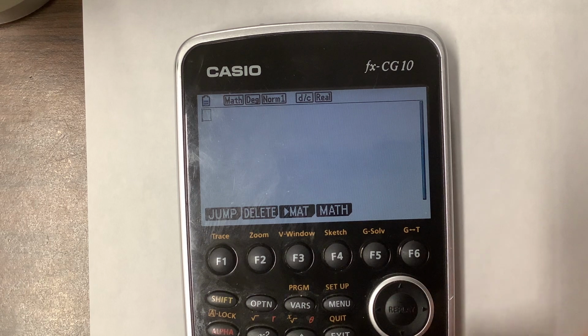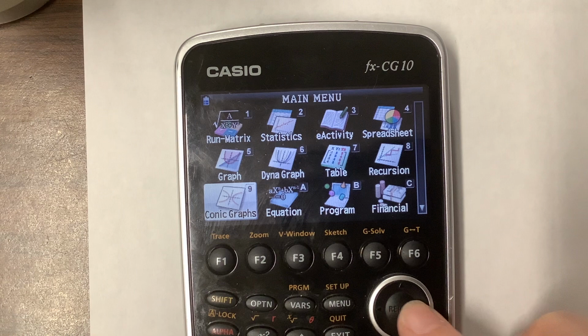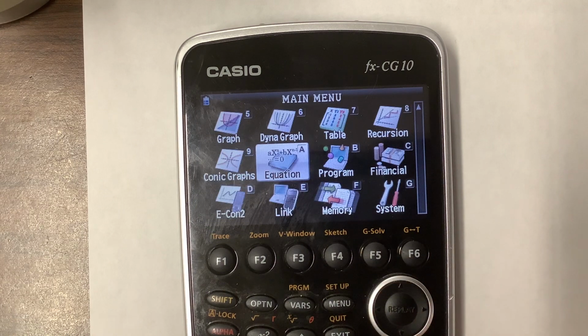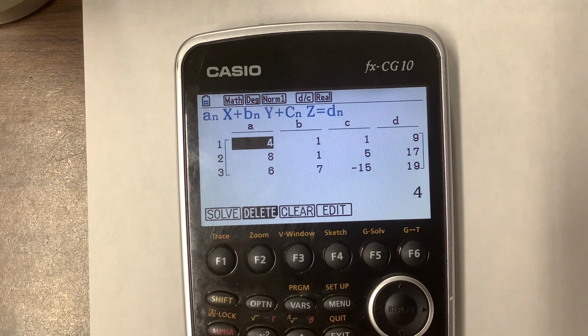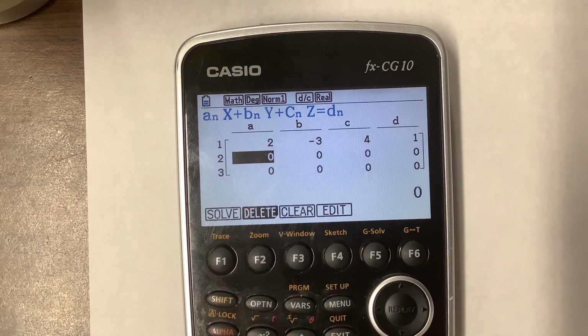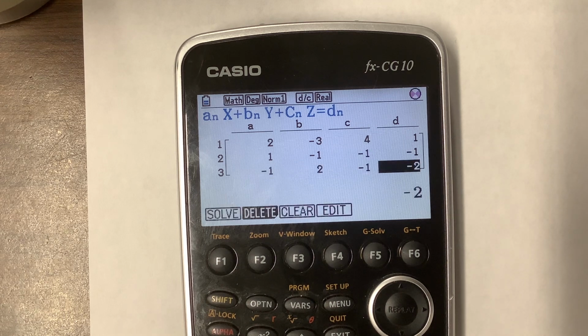Okay, so let's see. First of all, we can always go menu. We can come down to equation. And we can do simultaneous, and we have 3 unknowns. Let's hit clear. Let's say I'm looking at number 1. I can take all my coefficients and put them in here. -3, and then 4, 1, 1, -1, -1, -1. Okay, I hope I typed that in correctly.